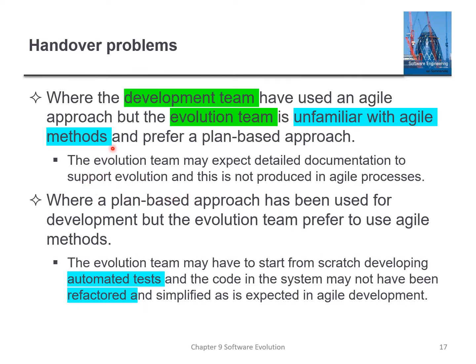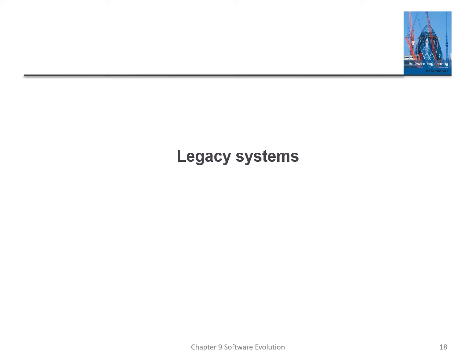So the evolution team that is using a plan-based approach, for example waterfall or spiral model, is into detailed documentation, right? But the agile development team is not producing that documentation. So imagine the trouble that is caused. The same goes the other way around, meaning that the development team is using plan-based while the evolution team is using agile methods. So the different methods cause some confusion and lack of information among them.